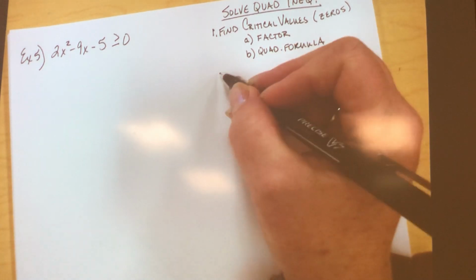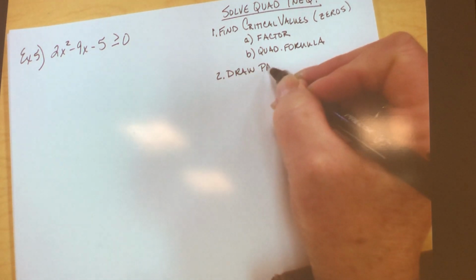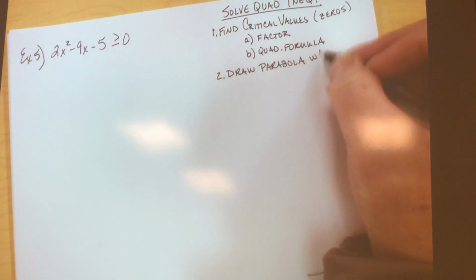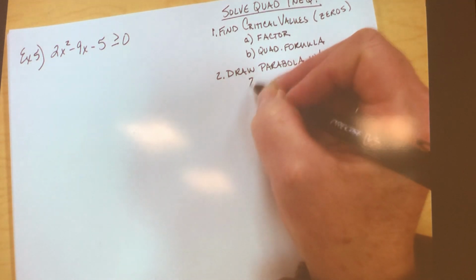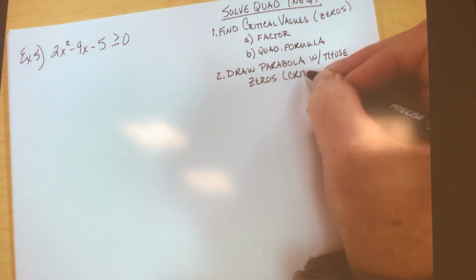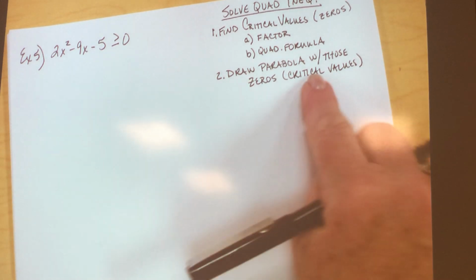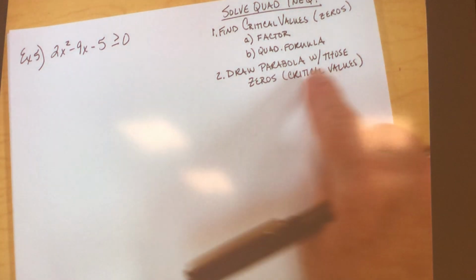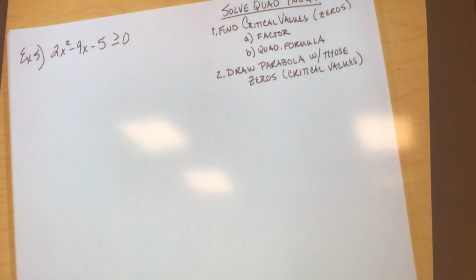All right, the second thing you're going to do is draw a parabola with those zeros, which are your critical values. So really, all you have to know is, does my parabola open up or down? Okay? Once you find those critical values or those zeros, then you're going to say, does my parabola open up or down? And you're going to slap it on there.